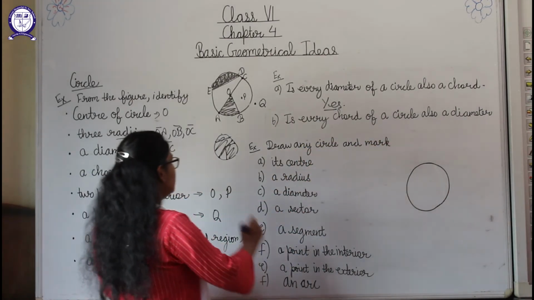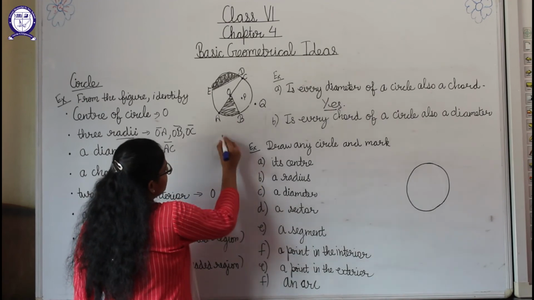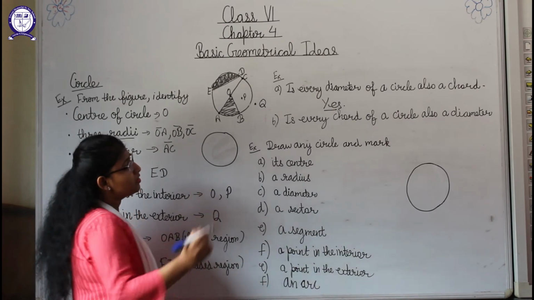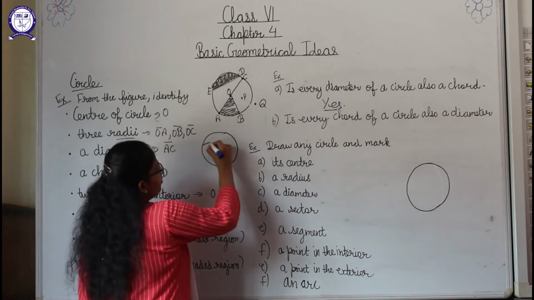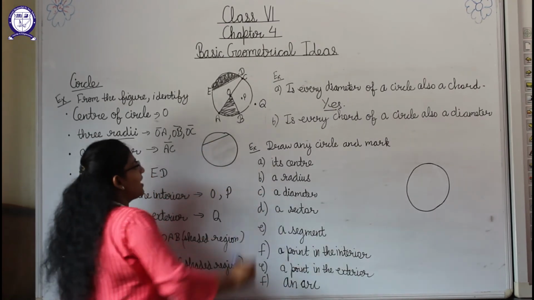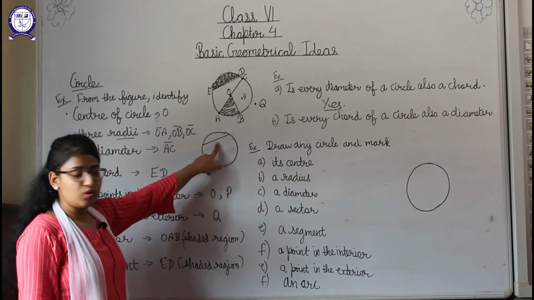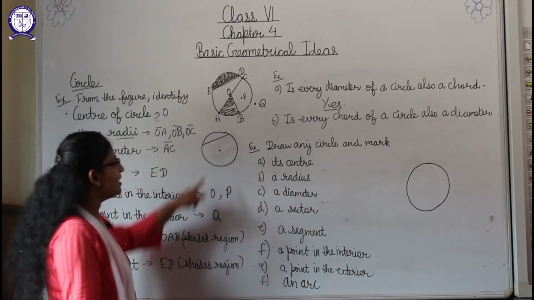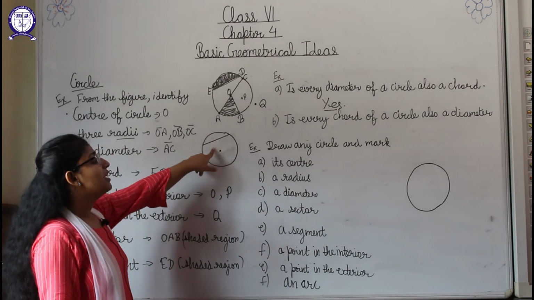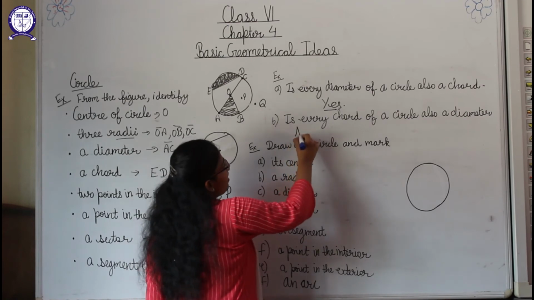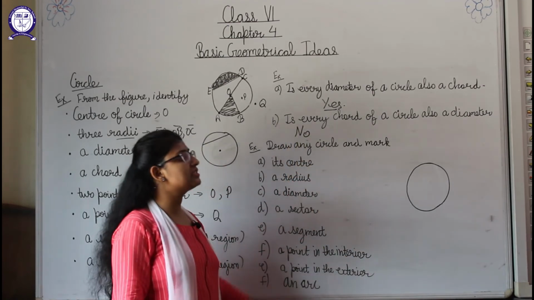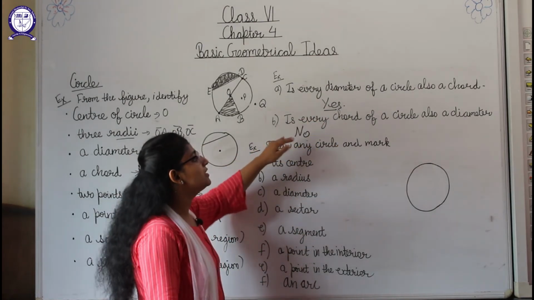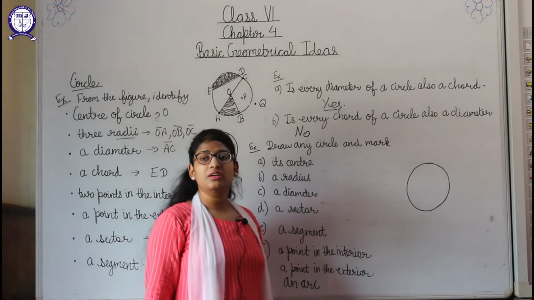Okay, now B part: is every chord of a circle also a diameter? For this, students, suppose this is the circle here. Suppose I am drawing this one chord. Can you say this is a diameter? No, because a diameter should pass through the center of the circle, but it is not passing. So we will say that no, every chord of a circle is not a diameter. A diameter can be a chord, but every chord can't be a diameter.